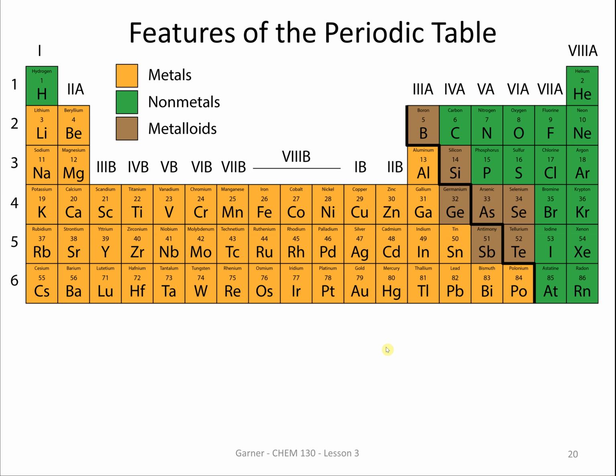All right, so I want to take a look at what we can learn about atoms based on where they are on the periodic table. One of the features that you can learn pretty quickly from an element's location on the periodic table is whether it's a metal or a nonmetal.